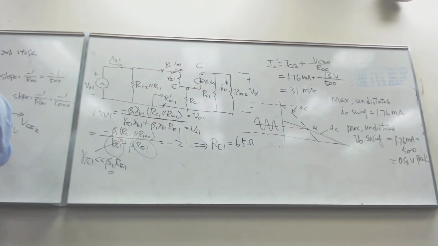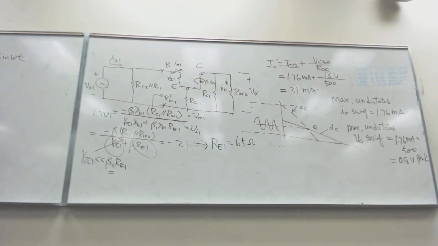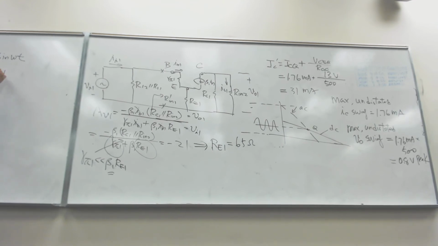So let me give you one more question, and we can stop. What happens if I have an input voltage equal to 10 millivolt? Let's say Vi equals 10 times 10 to the minus 3 sine omega t. Then what is the waveform of the output terminal?